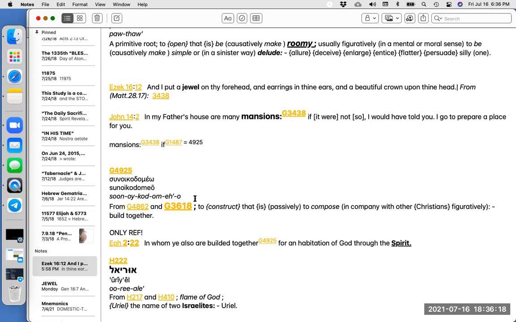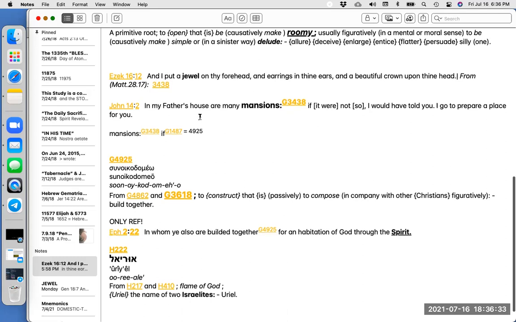So we've got doubters here, and also believers. That's what I'm seeing. In the mansions are doubters and believers. They're all in God's house because he knows who's going to come to him and when. Not that we don't have free will, obviously, but he knows everything. So right here is the only reference: in whom also are builded together. A mansion isn't one by itself, it's all together.